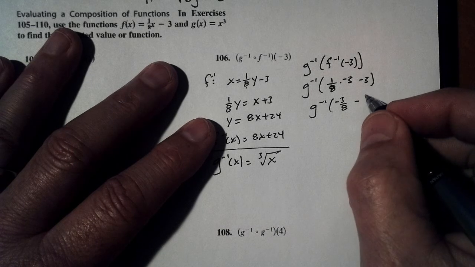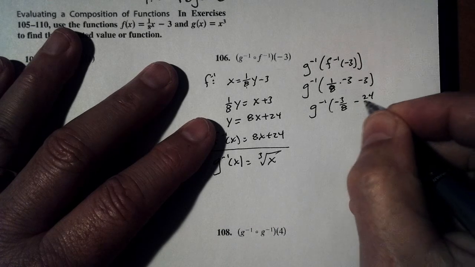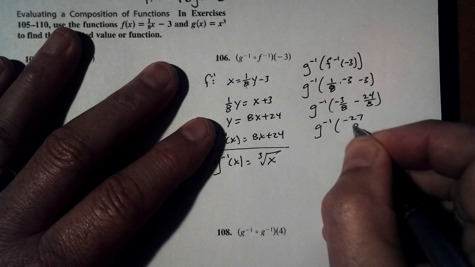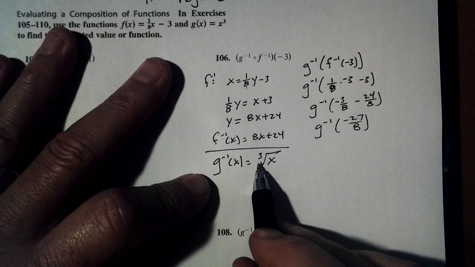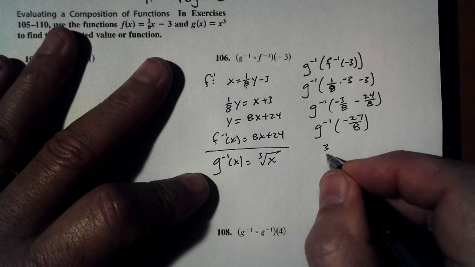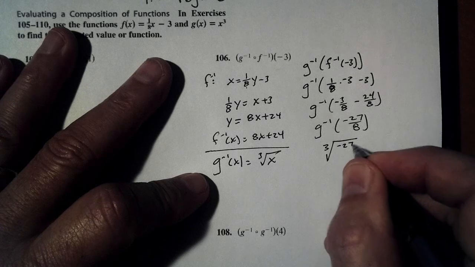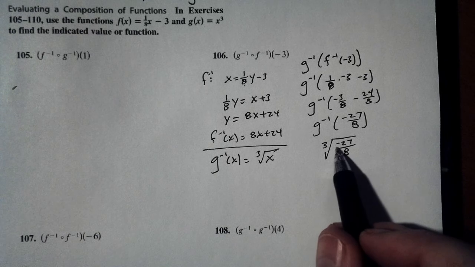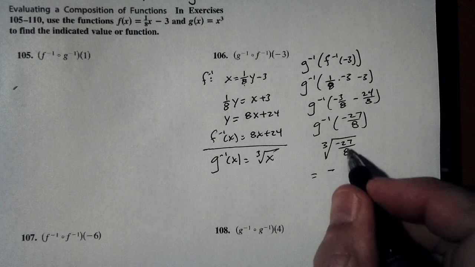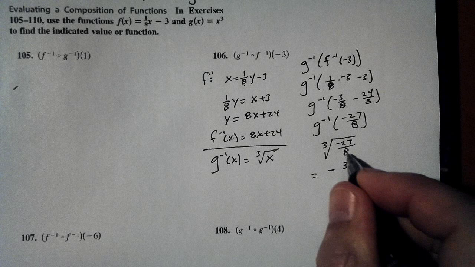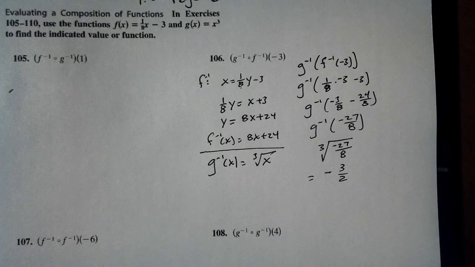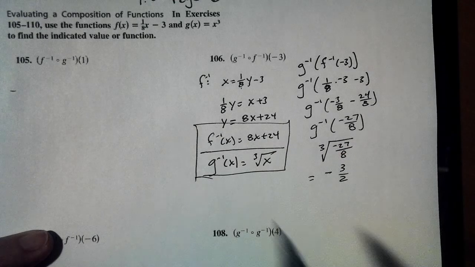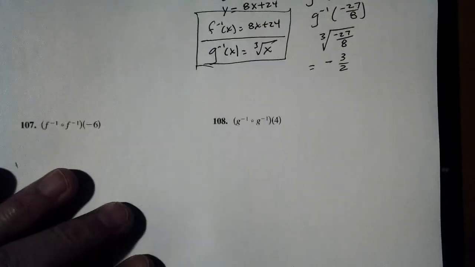That's minus 24/8. That's g inverse of negative 27/8, and g inverse is a function that takes the third root. So that's third root of negative 27 over 8, and all of a sudden this nasty fraction came out pretty nicely. Third root of a negative is negative. Third root of 27 is 3. Third root of 8 is 2. And that's it. And the good news is we don't have to do that part again because we've got our inverses.